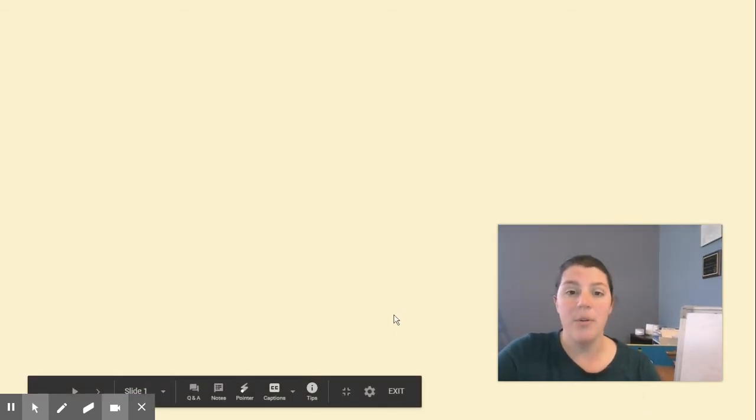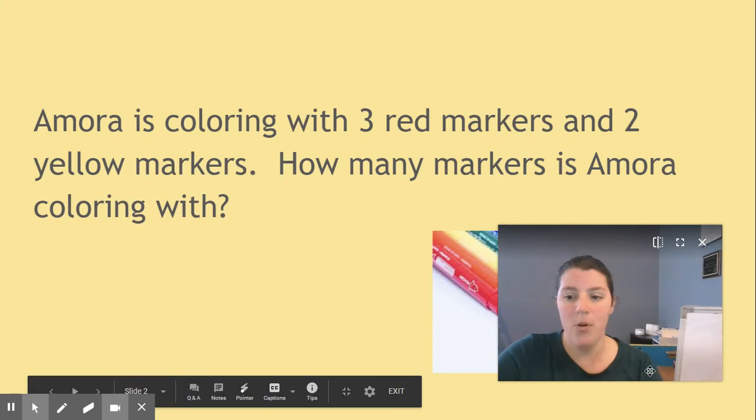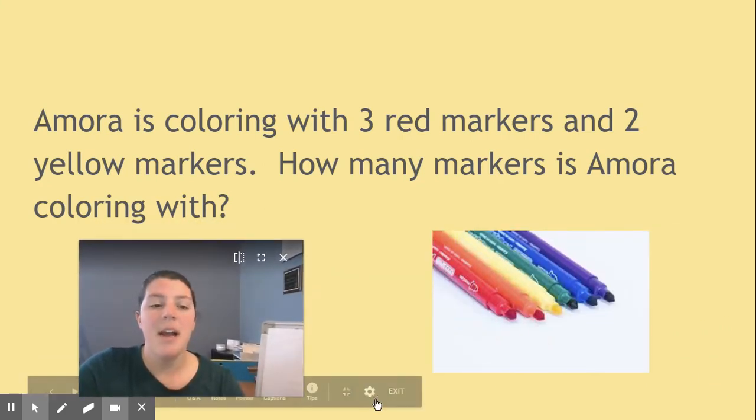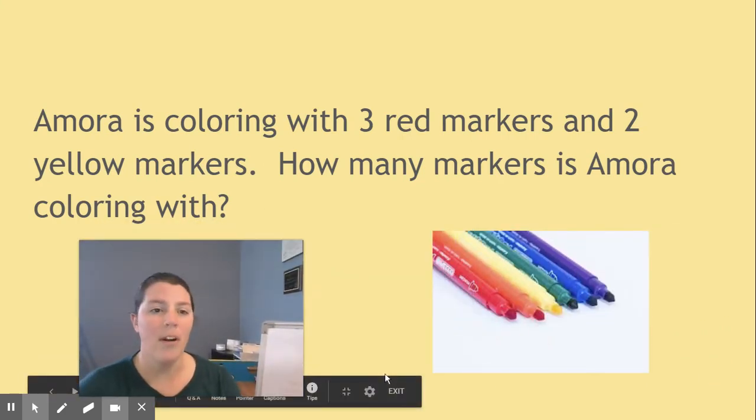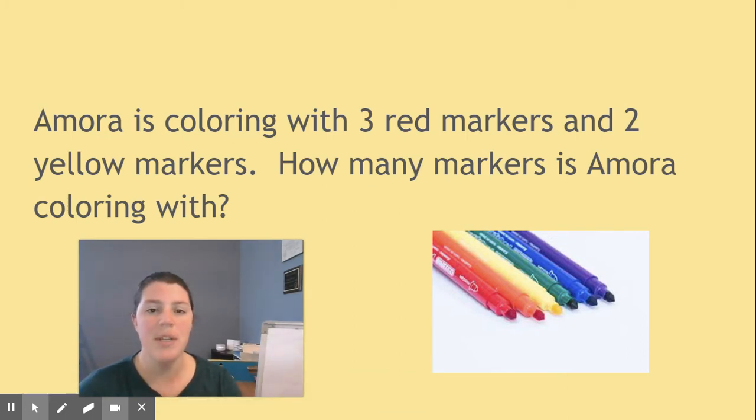Okay, so we're going to start with a problem. Our problem today says Amora is coloring with 3 red markers and 2 yellow markers. How many markers is Amora coloring with? Can you use those materials that you collected and find a way to represent and solve this problem? I'm going to give you a few seconds.